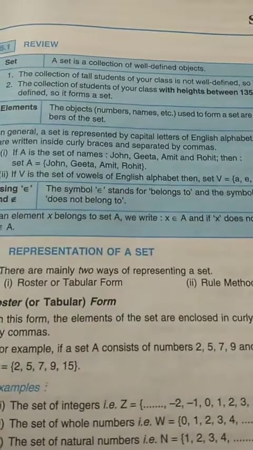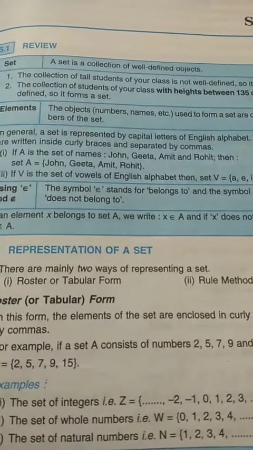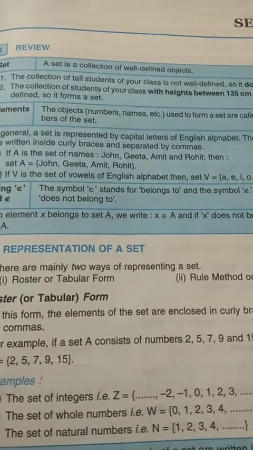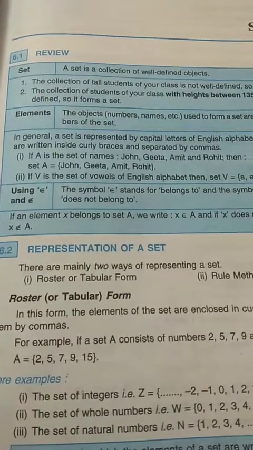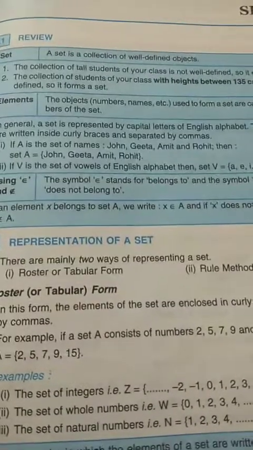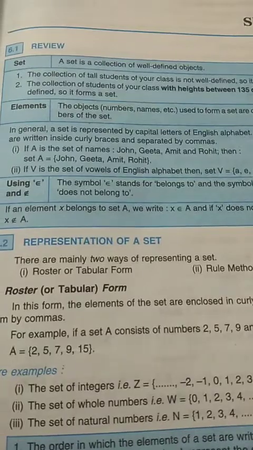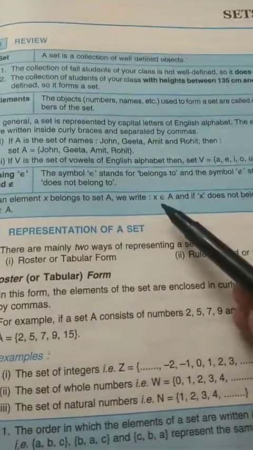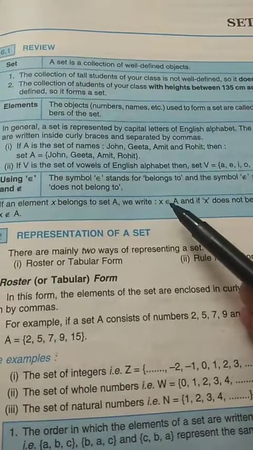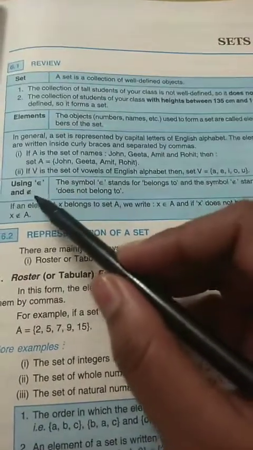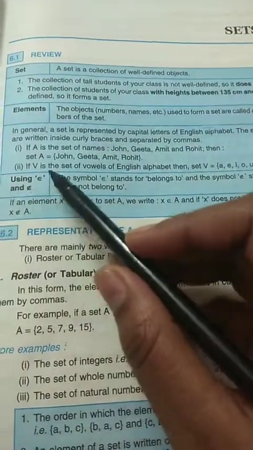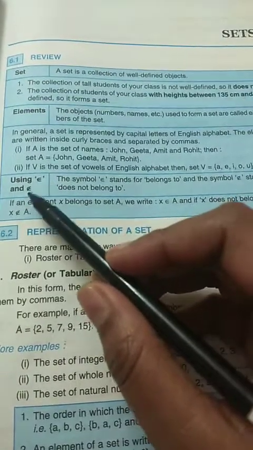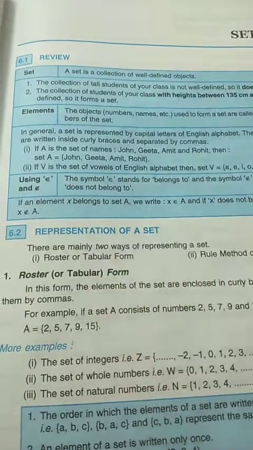Now we have some specific symbols which are used when we are studying the chapter sets. This symbol is called the belongs to symbol, and this symbol is called the does not belong to symbol.